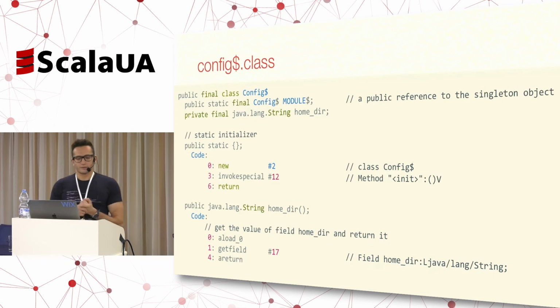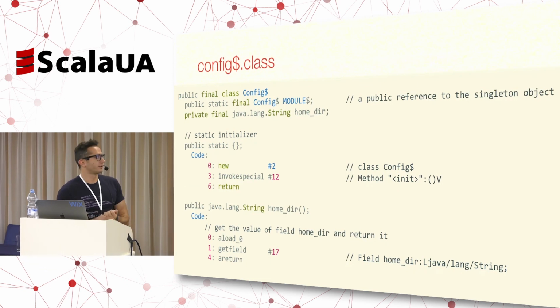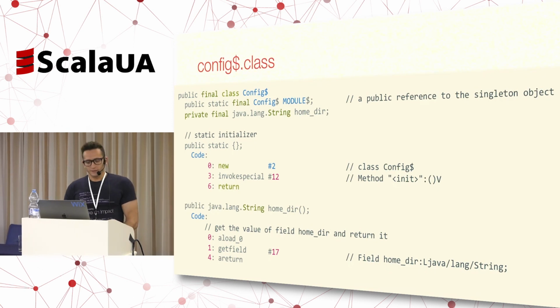It consists of the following. The synthetic variable MODULE$, through which other objects access this singleton object. On top of that, the static initializer, also known as the class initializer, and the private method Config$, used to initialize MODULE$ and set its fields to default values. It also has a getter method for the static field homeDir. In this case, it's just one method. If a singleton or an object contains more fields, it will have more getters, as well as setters for mutable fields, like if we would use var.